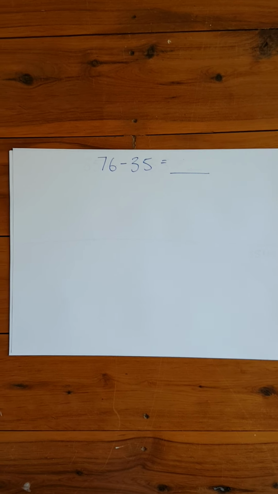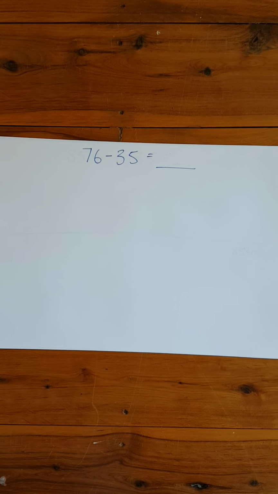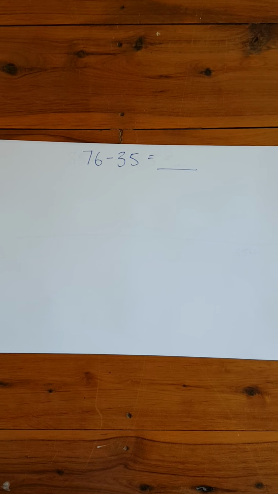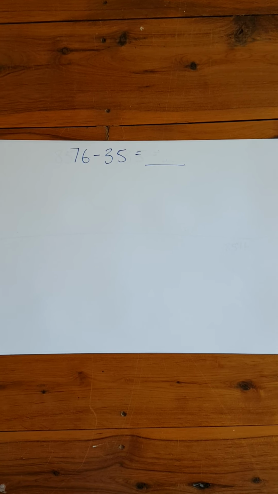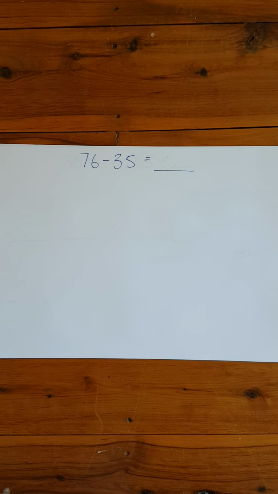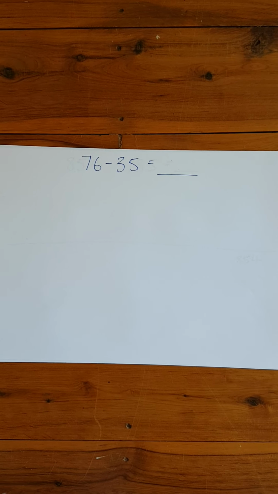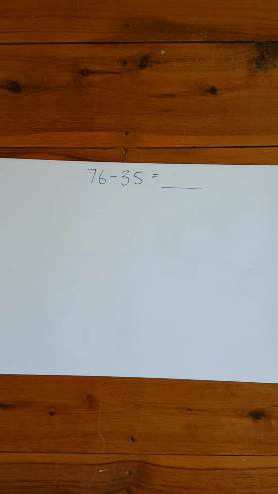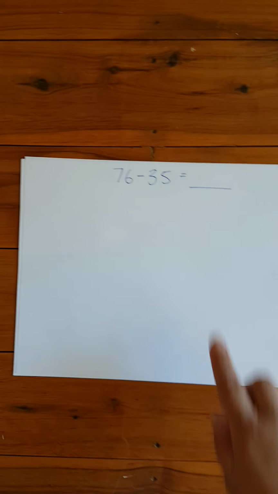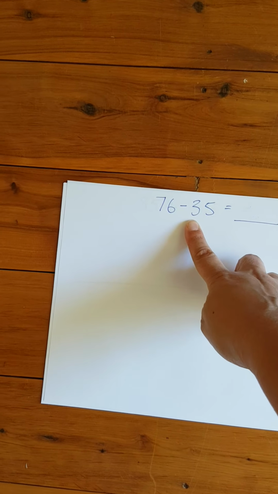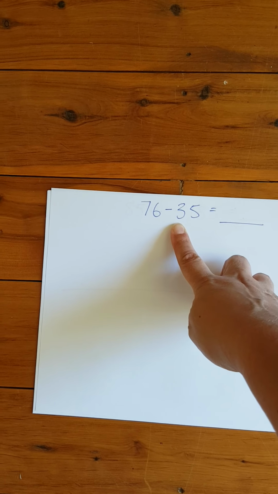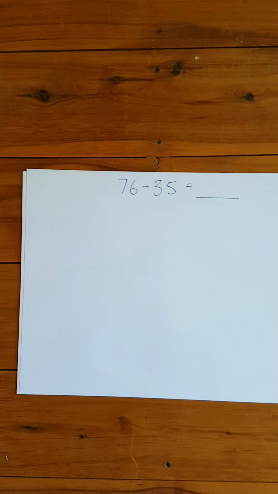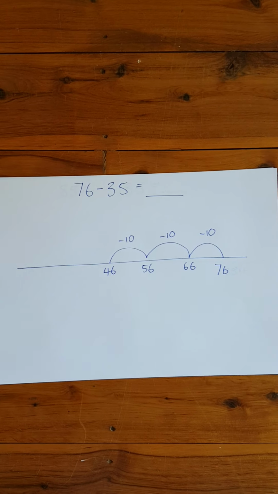Here's an example question to see how we apply this strategy. 76 subtract 35. We're going to record this on a number line because then we can easily see our steps and check to see that we've got each step correct. So we're going to start at 76, and our first step is to subtract the tens, which is 30. And 30 is 3 jumps of 10. Let's see what that looks like.